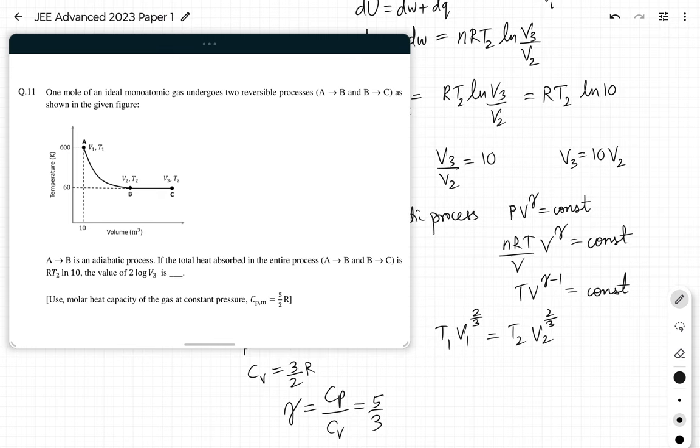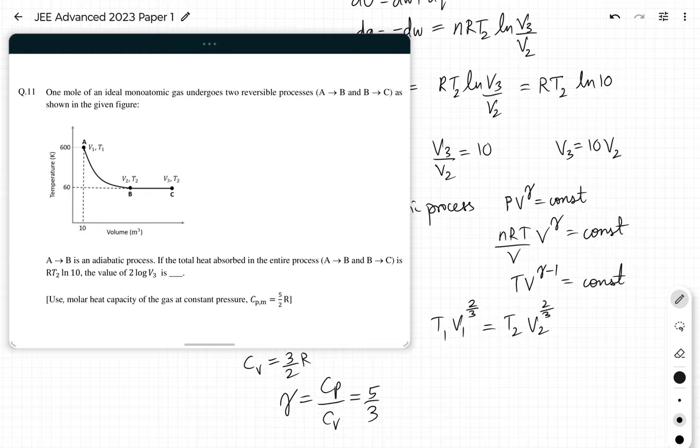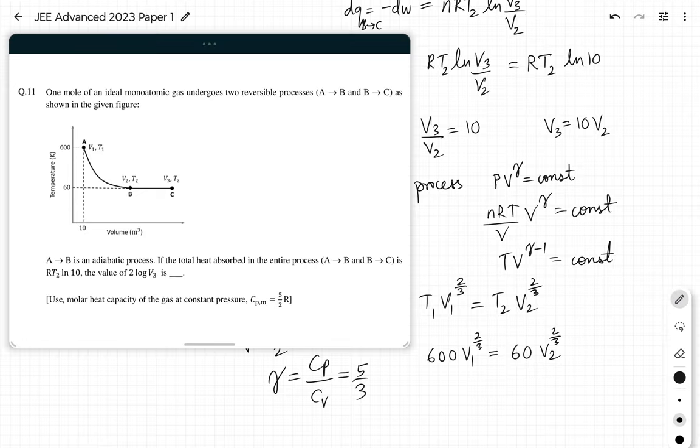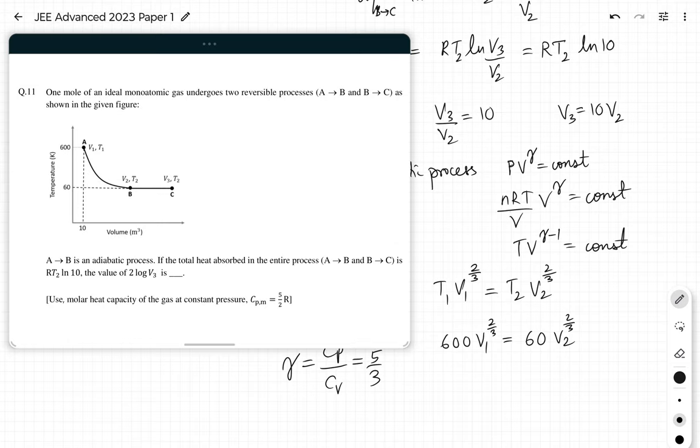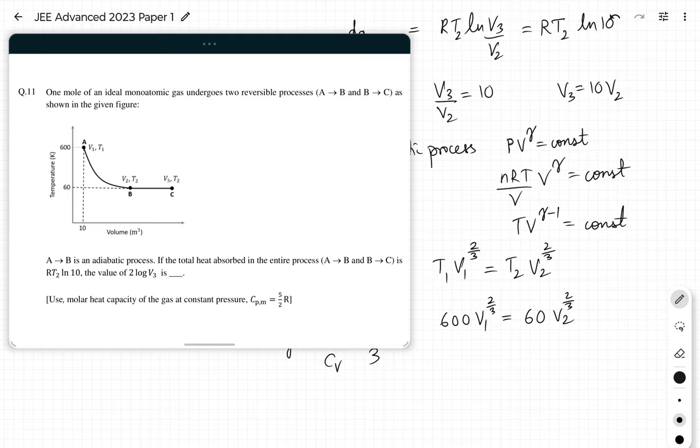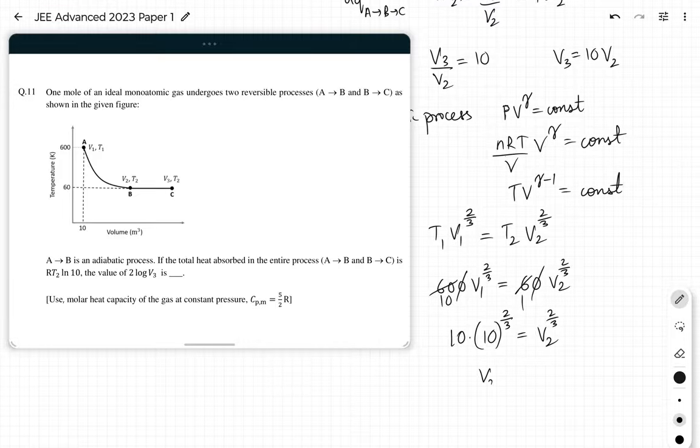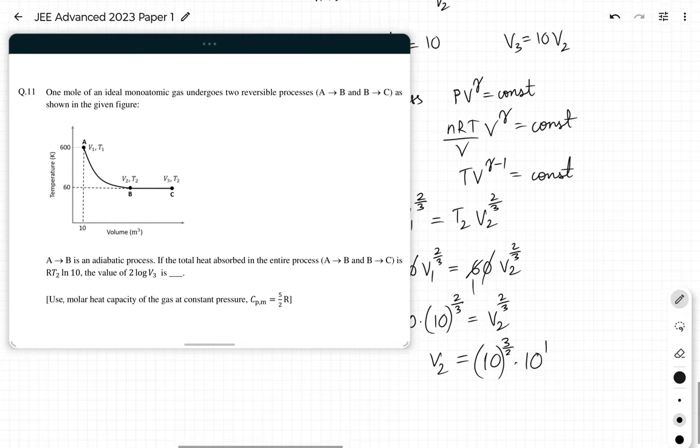From this, we also know temperature 1 and temperature 2, which is T1 is 600 Kelvin and T2 is 60 Kelvin. We also know V1. V1 is 10 meter cube. So everything is in SI. Let's first cancel this. We get 6 1s are 6, 10s are 60. 10 times V1 is 10 to the power 2 by 3 is V2. V2 is 10 to the power 3 by 2 times 10 to the power 1. We got the value for V2.